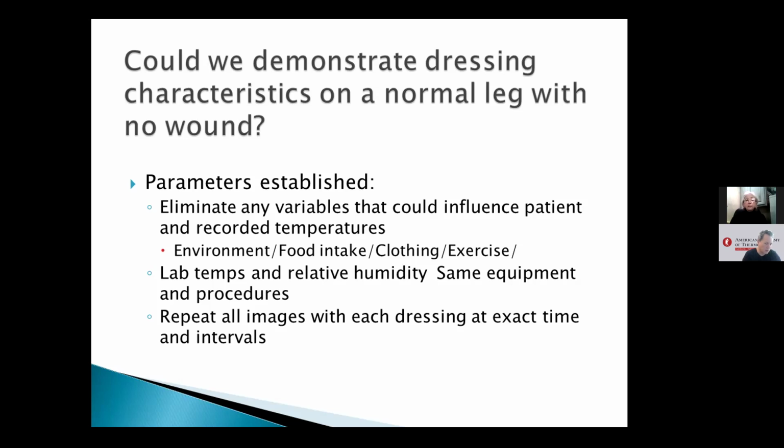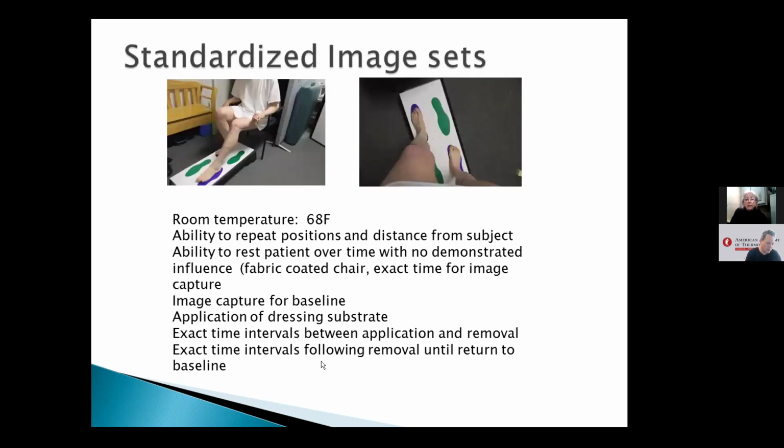So in the lab, we set it up so that we had a pattern that he could stand on, so that we knew that the separation of the legs in the stepping gait were consistent. The camera we marked off on the floor so that we had the exact same distance every day. Nothing changed in those parameters. We controlled the room temperature at 68 degrees.